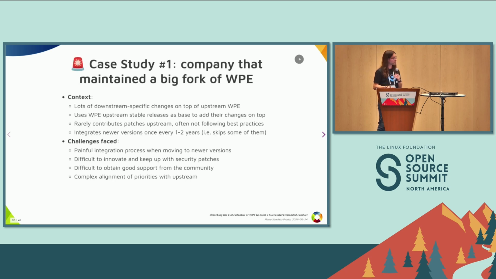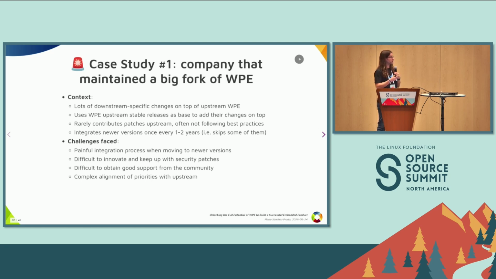So the worst case is when you have, let's say, a company that has millions of deployments of WPE, but has a massively big fork. By massively big fork, I mean something that has a lot of downstream patches on top of it. To make it even worse, they work on top of stable releases and put the changes on top. They rarely contribute patches upstream. Sometimes they do it, but even when they do, they don't do it in the best possible way. So it takes a long time just to get accepted, and the end result is not the best.